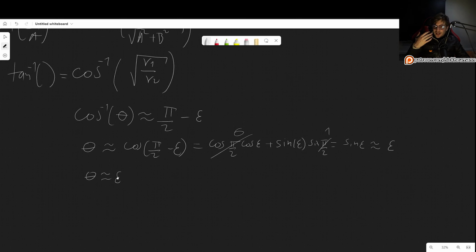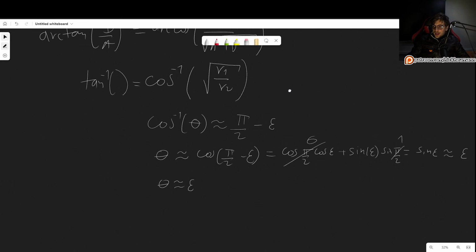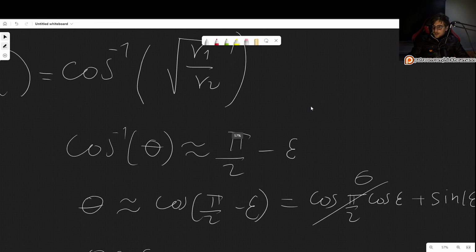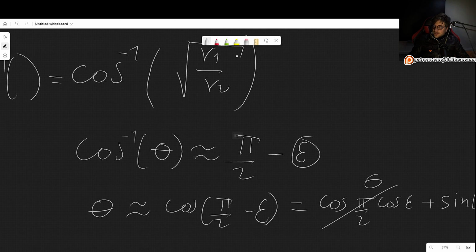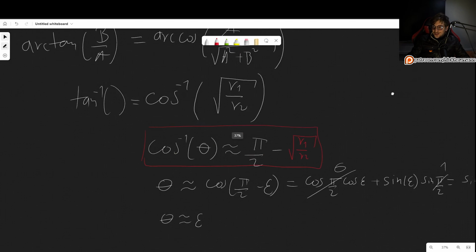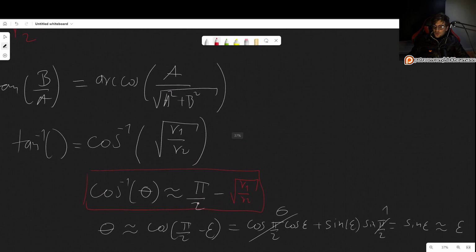Now, why is that relevant? Because then we know that theta is simply what we already have inside of the square root, so that is simply the square root of r1 over r2. That means that instead of having the inverse cosine of theta, we can have pi over 2 minus this square root.